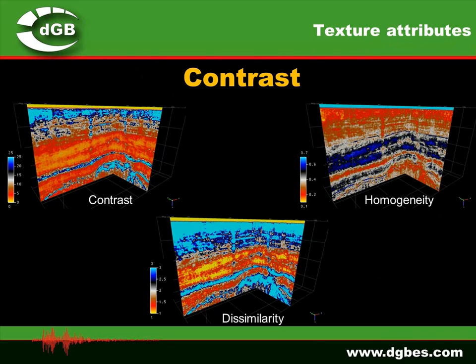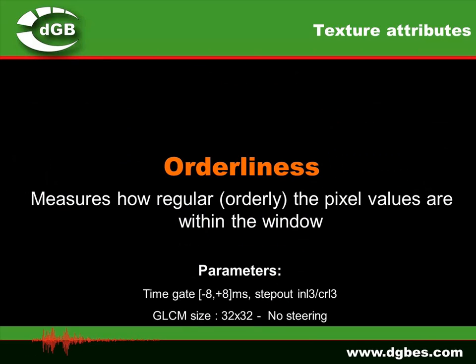So with the high contrast, high dissimilarity, and low homogeneity, you also see that these areas are better defined using homogeneity than using dissimilarity or contrast. The orderliness attribute measures how regular or ordered the pixel values are within the defined window.